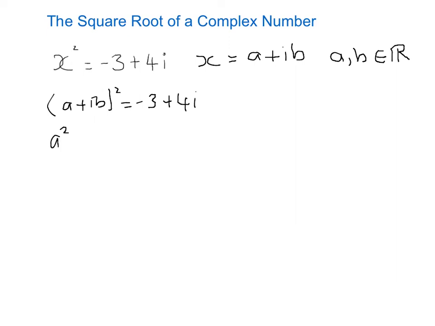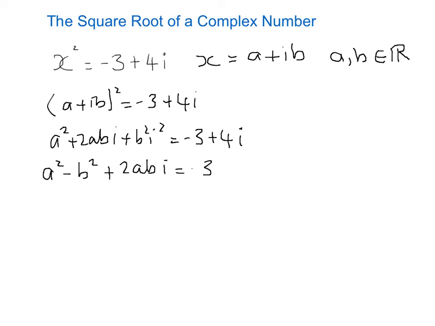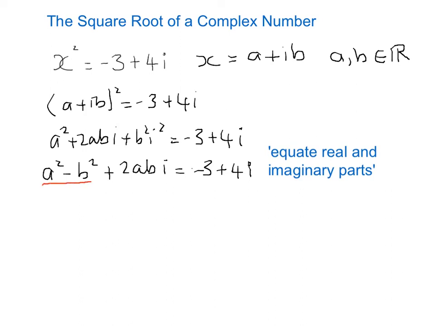and expanding out on the left-hand side, a squared plus 2abi plus b squared i squared equals minus 3 plus 4i. But we know that i squared is minus 1, so on the left-hand side we've got a squared minus b squared plus 2abi equals minus 3 plus 4i. And now what we're going to do is we're going to equate real and imaginary parts, and what this means is we're going to have a look at how much of the left-hand side is real and compare it to the amount that is real on the right-hand side to get one equation, a squared minus b squared equals minus 3, and then we're going to have a look at how much is imaginary on the left-hand side and how much is imaginary on the right-hand side to get another equation, 2ab equals 4.